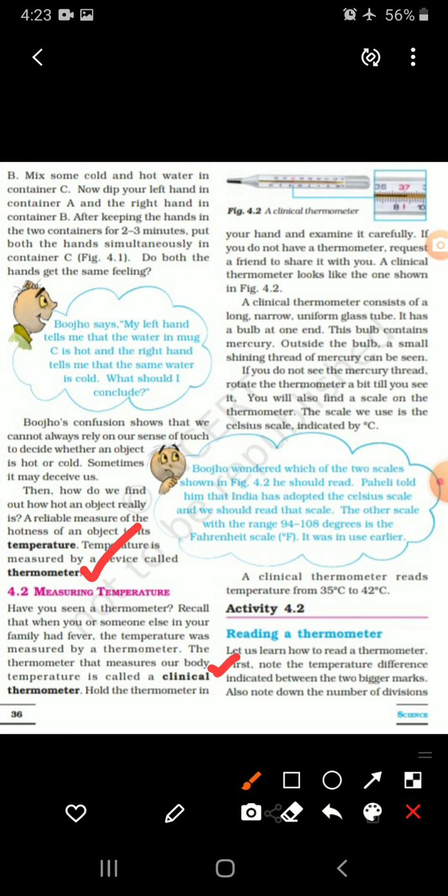The thermometer which is used in a laboratory is called a laboratory thermometer. Okay, let us check the clinical thermometer. A clinical thermometer consists of a long, narrow, uniform glass tube. It has a bulb at one end. This bulb contains mercury. Outside the bulb, a small shining thread of mercury can be seen. Okay, like this. This is shiny mercury.